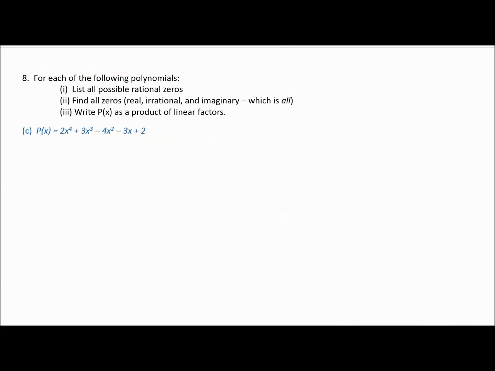So this is our third problem where we have to find all the possible rational zeros, then find the actual zeros, and write as a product of linear factors. So I start the process with p over q. All the factors of the constant, which is 2, goes in the numerator. So plus or minus 1, plus or minus 2. That's it. All the factors of the leading coefficient, which happens to also be 2, goes in the denominator. So that's plus or minus 1, plus or minus 2.